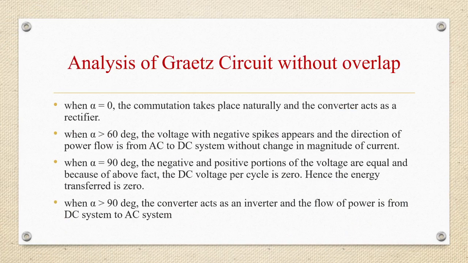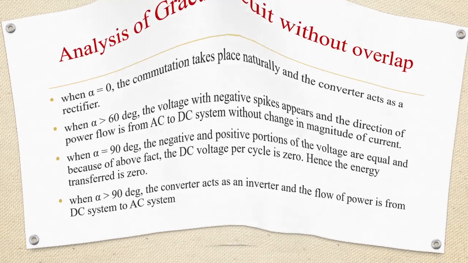When alpha is equal to 0, commutation will take place naturally and the converter acts as a rectifier. When alpha is greater than 60 degrees, voltage with negative spikes appears and the direction of power flow is from AC to DC system without change in magnitude of current. When alpha is equal to 90 degrees, negative and positive portions of the voltage are equal, and because of this, DC voltage per cycle is 0. Hence, the energy transferred is also 0. When alpha is greater than 90 degrees, the converter acts as an inverter and the flow of power is from DC system to AC system.